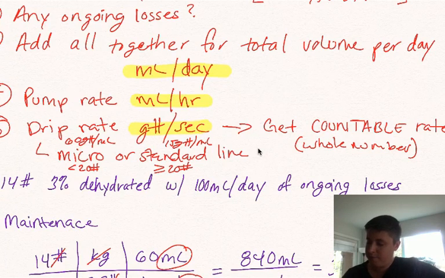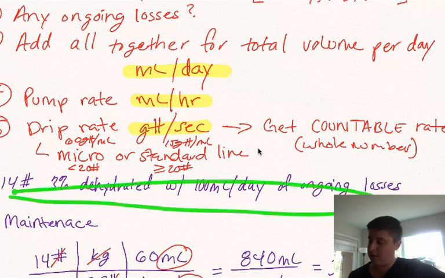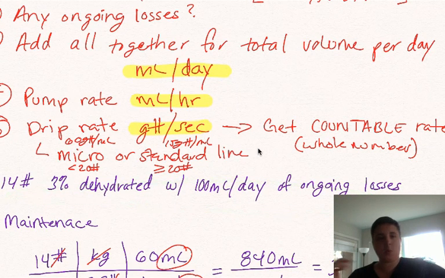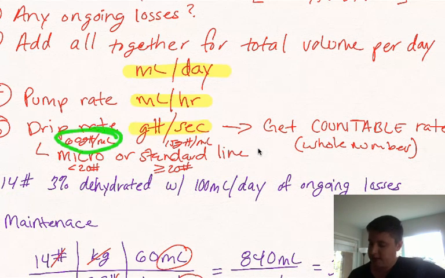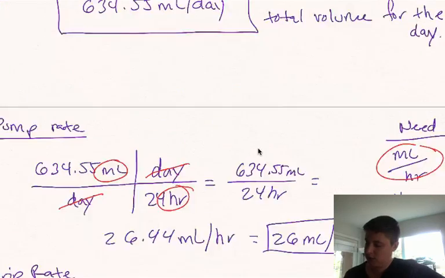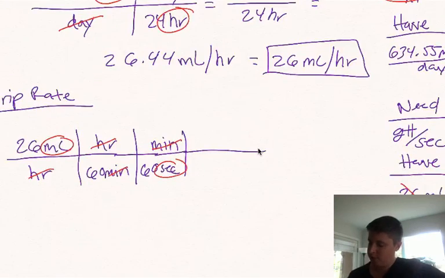So the missing puzzle piece I didn't have, because it's not going to be in your information up here, is one of those things you just have to know: 60 GTT per milliliter. So let's put that in.